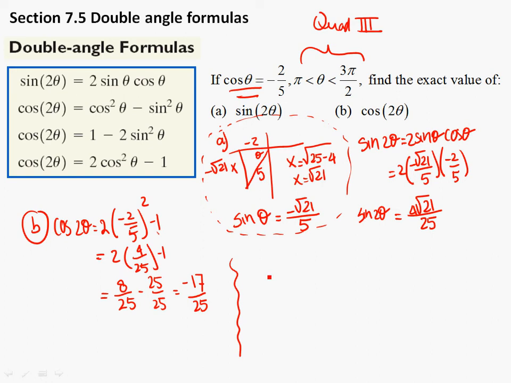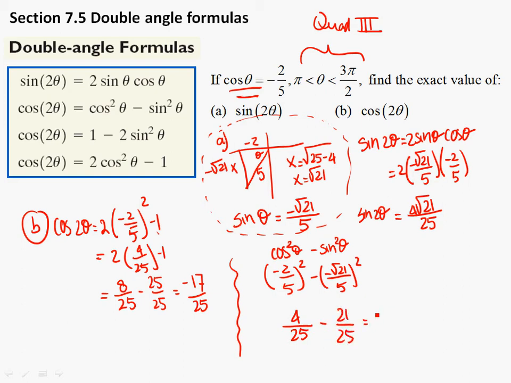Just to satisfy my own curiosity, let's use cosine squared minus sine squared. So what I'm doing now is using cosine squared of theta minus the sine squared of theta. And that should give me the same answer, right? I have the sine right there, so I don't mind doing this one here. So what do you got here? 4 over 25 minus 21 over 25, which better be the same, right? So notice it did work.